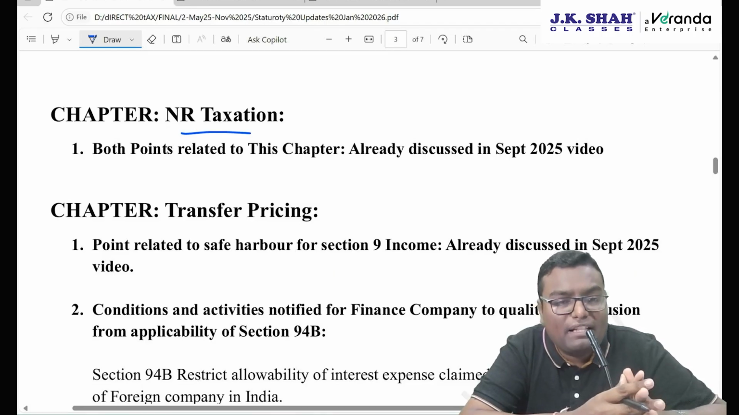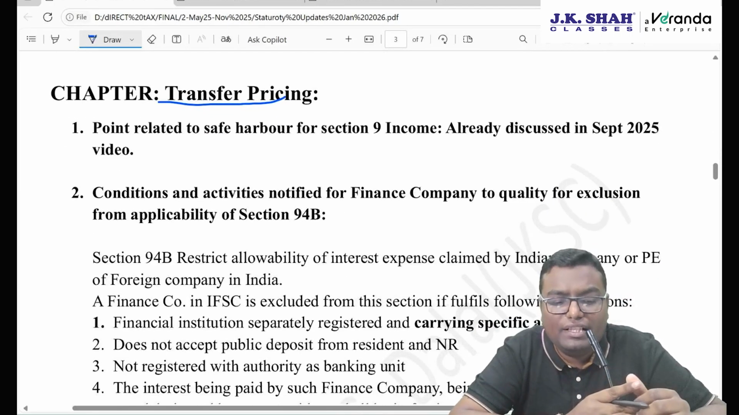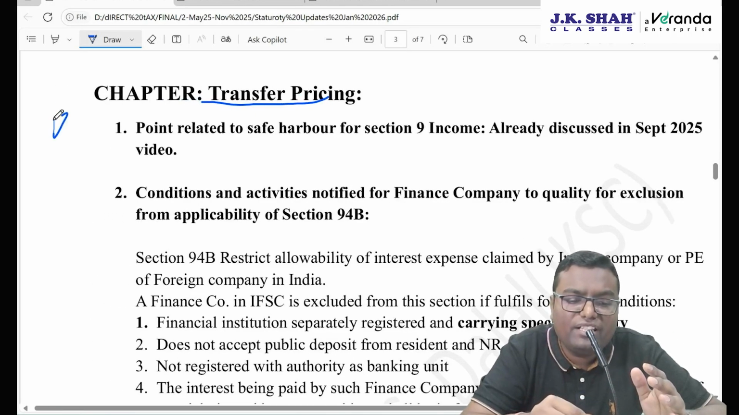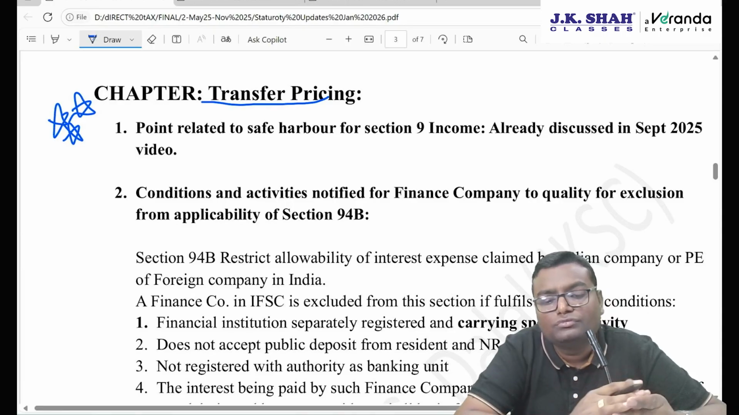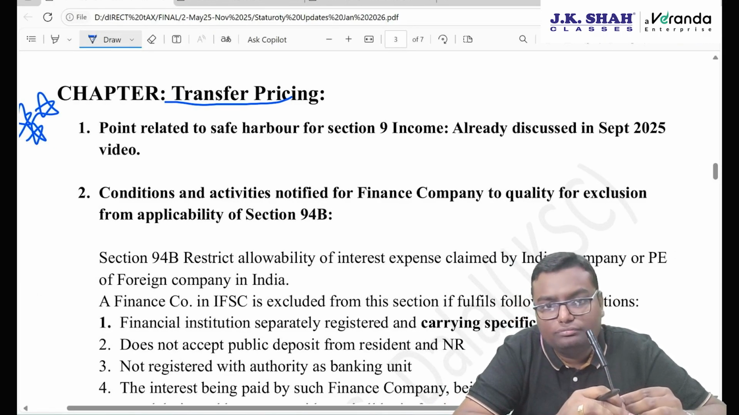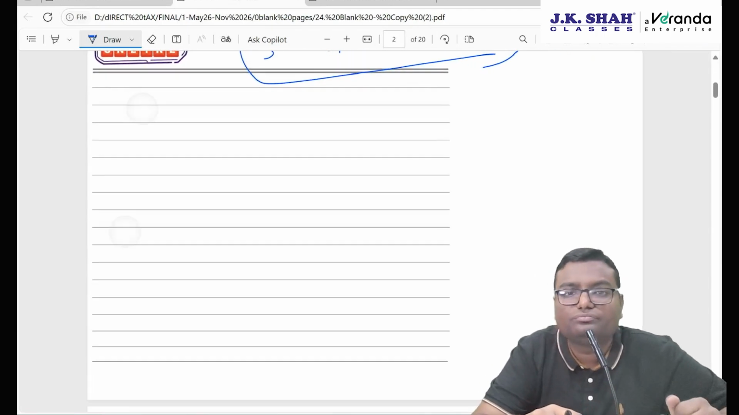Second, the transfer pricing chapter. The transfer pricing chapter contains 3 amendments. And now this is something very important. The first point is with regard to the safe harbor rule. Now what is safe harbor? Let me discuss that first of all.